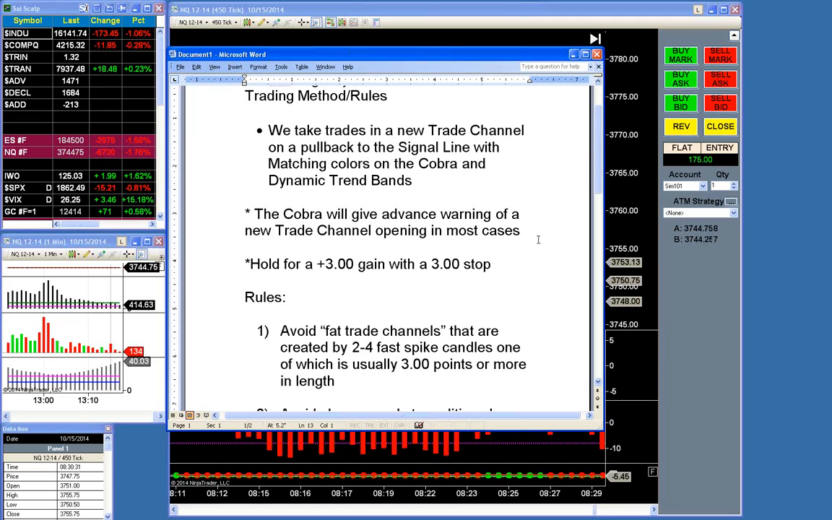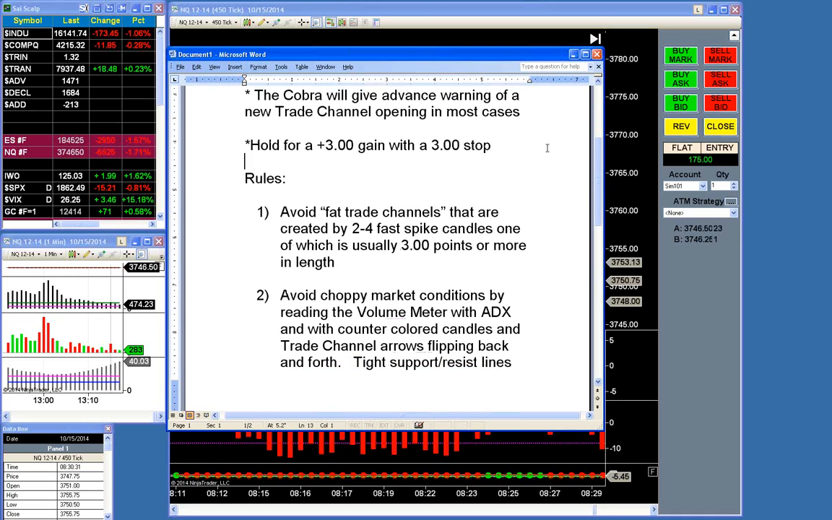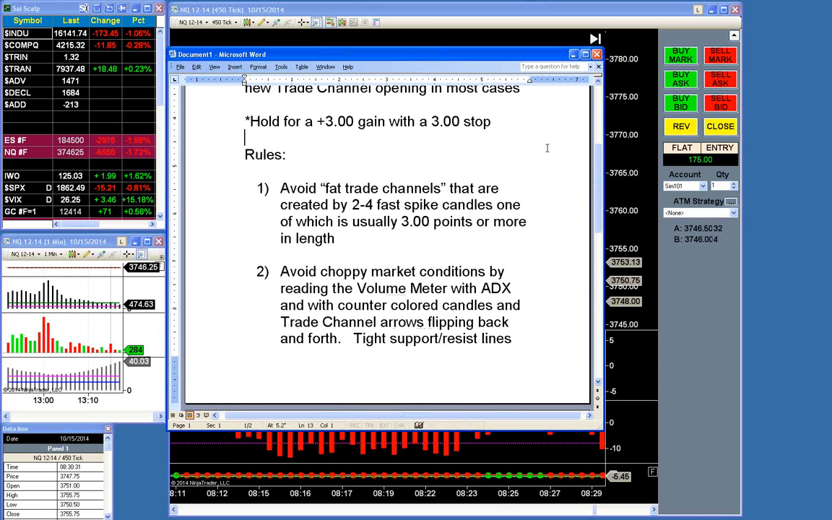Trades are always going to be in a new trade channel in line with the bias on a pullback to the signal line. Just repeat that over and over because that's how Boomerang works. Okay? And again, 3-point gain, 3-point stop. I would say that probably at least 70% of the trades are going to be winners. So this is a very nice configuration to use. The rules are the same for those of you who own Boomerang. They're the same as before.